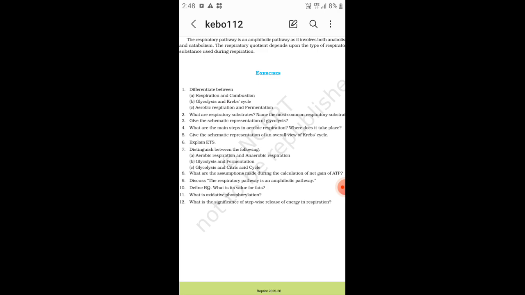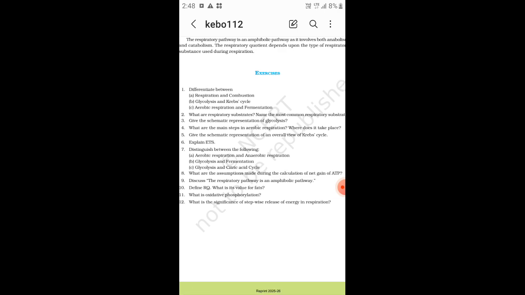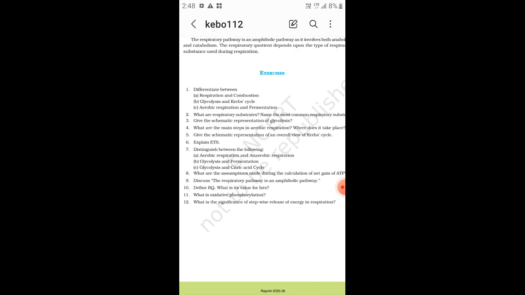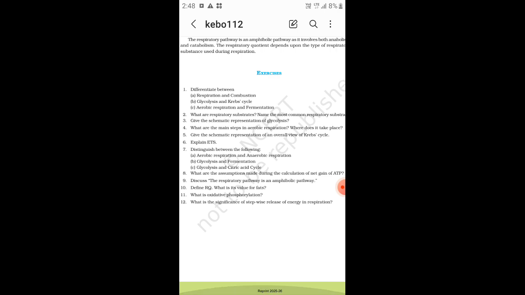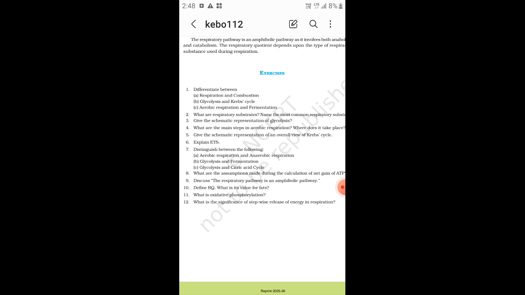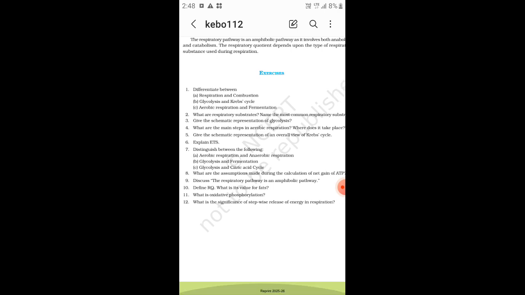Explain the ETS, which occurs in the inner mitochondrial membrane. There are electron carriers, mostly ubiquinol, and then cytochrome C. Distinguish between the following: aerobic respiration and anaerobic respiration. Aerobic respiration takes place in mitochondria. Anaerobic respiration takes place in the cytoplasm. That is talking about glycolysis and fermentation.